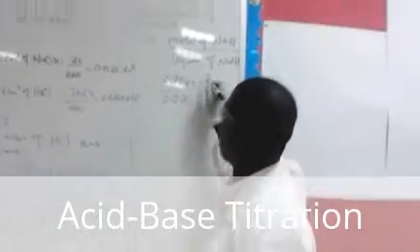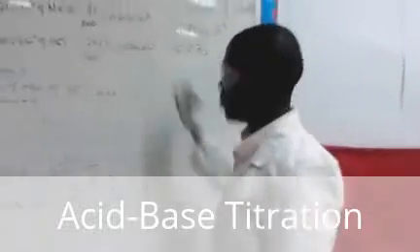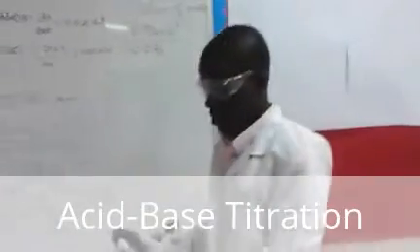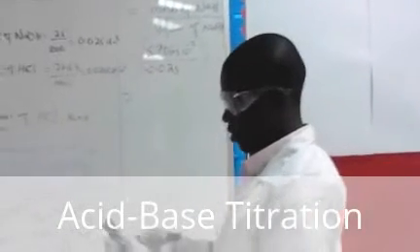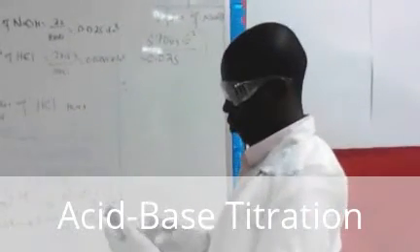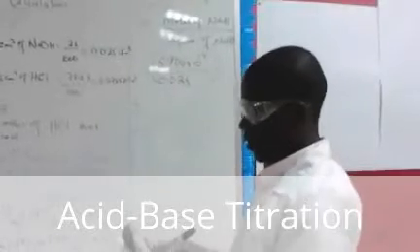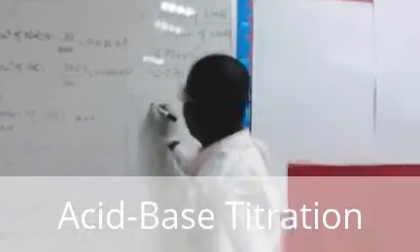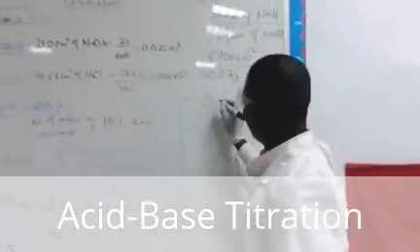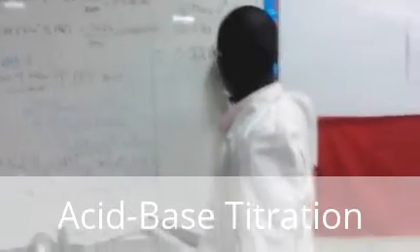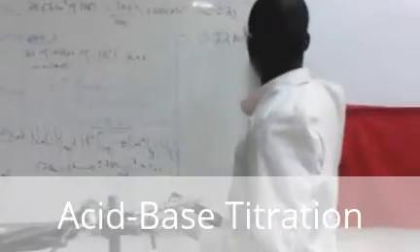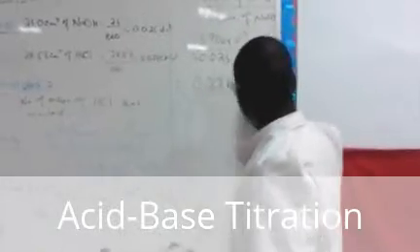So it is 0.025 decimeters cubed. So I get my calculator. Remember, I still have my answer here. So I divide this by 0.025. So it is 0.22 moles per decimeter cubed.